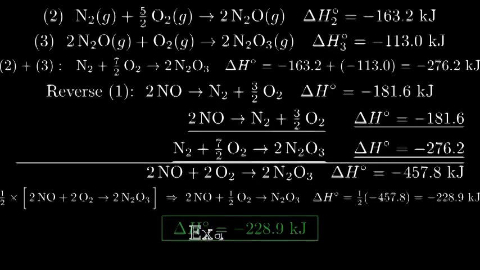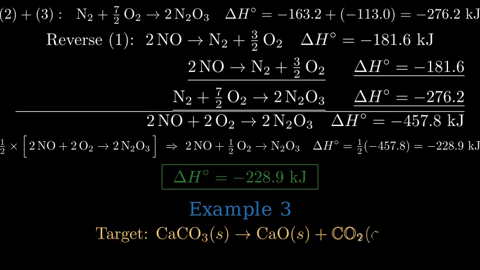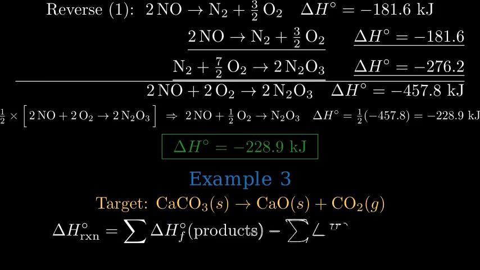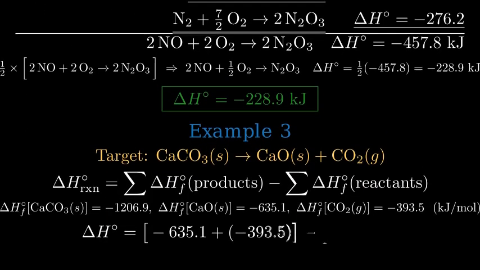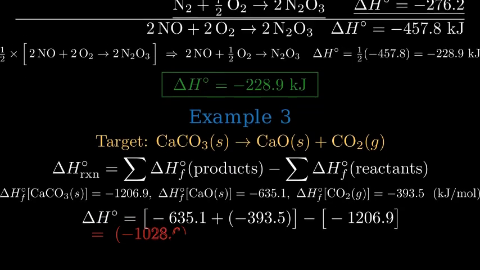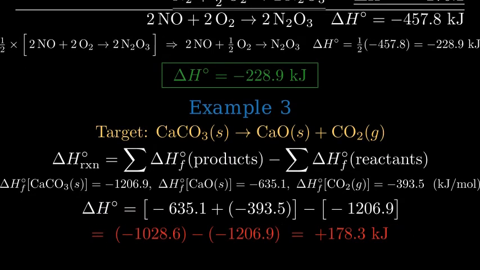Example 3. We will use standard enthalpies of formation. The target is the decomposition of calcium carbonate to calcium oxide plus carbon dioxide gas. Recall the formula. Delta H naught of reaction equals the sum of delta H formation of products minus the sum of delta H formation of reactants. Now substitute the values. Add the product enthalpies and subtract the reactant enthalpy. We obtain plus 178.3 kilojoules. That is endothermic.